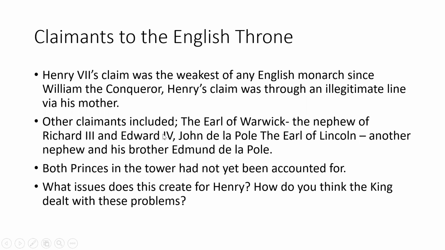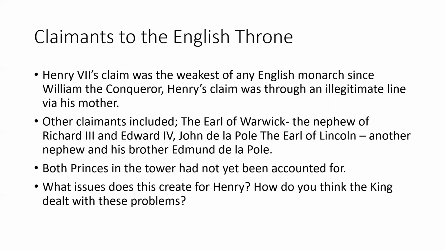So firstly, to start with, we'll discuss the claimants to the English throne. Henry VII's claim was the weakest of any English monarch since William the Conqueror. Henry's claim was through an illegitimate line via his mother. So he had a very weak claim, and we know this is going to lead to problems because they've just come out of the War of the Roses and he's up against Yorkist claimants.